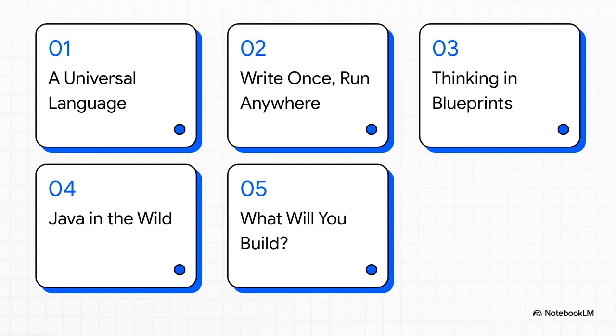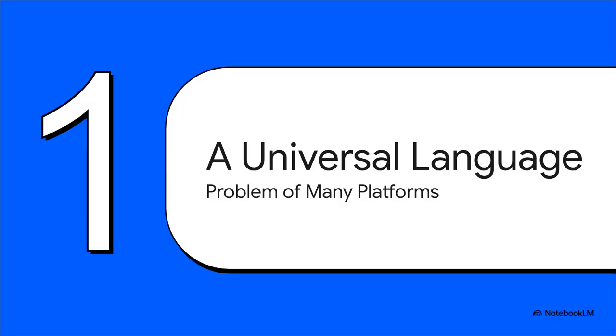We'll start by looking at what the world was like before Java. Then we'll get into its famous Write Once, Run Anywhere solution, talk about how it helps organize code, see where it's being used today, and then wrap things up. So first, let's kind of set the stage.